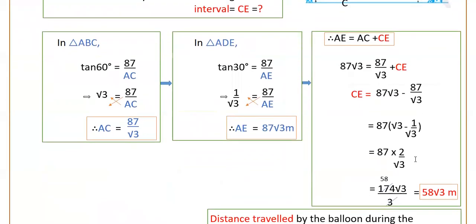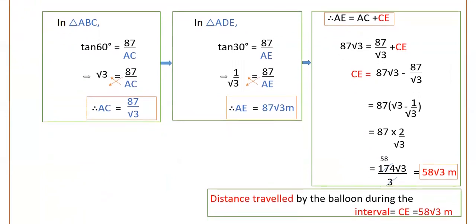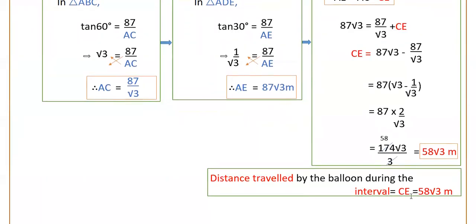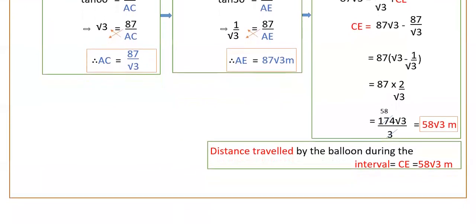So this is 87 into, root 3 is 3 minus 1, that is 2 by root 3. If you rationalize this denominator, 87 twos are 174 into root 3, by root 3 into root 3, that is 3. 3 times 58 is 174. Therefore, CE is equal to 58 root 3 meters. CE is the distance traveled by the balloon during the interval. So that is 58 root 3 meters.